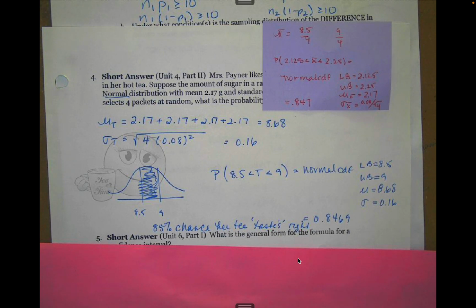There's 4 packets, so I was trying to find the two averages, right? So you could have said the average is between 2.125 and 2.25, lower bound, upper bound. Then the mean of all the X bars is just equal to mu, and your standard deviation would be 0.08 divided by the square root of 4, and you still would have gotten the same answer. So, Jen, you were trying to put the two things together. You can still do it that way, I just intended you to do it the other way.